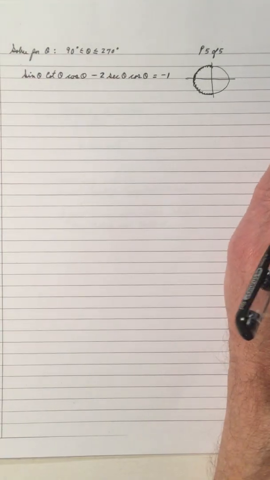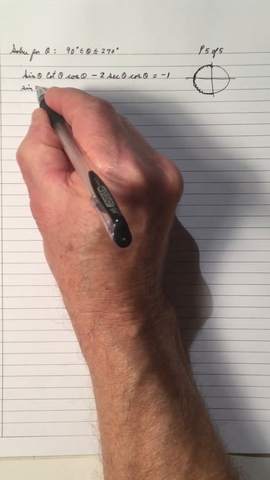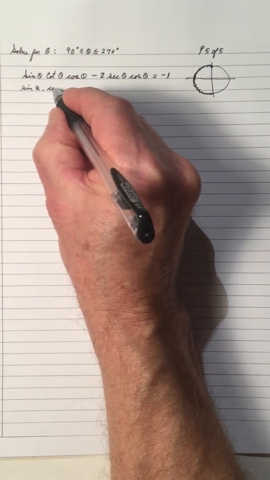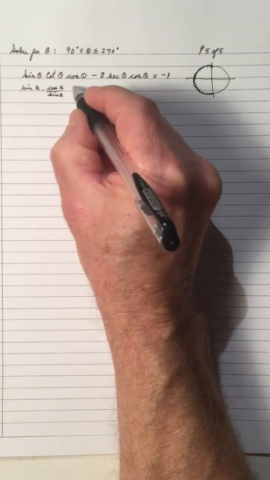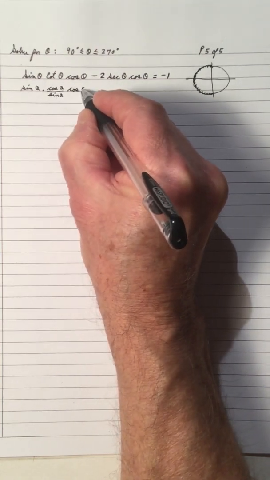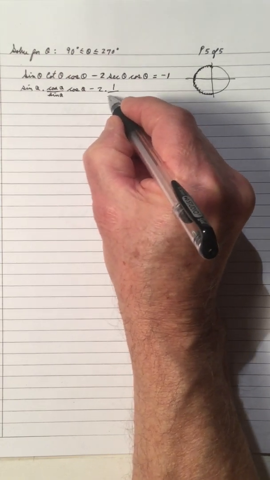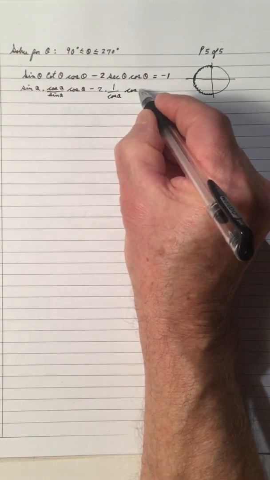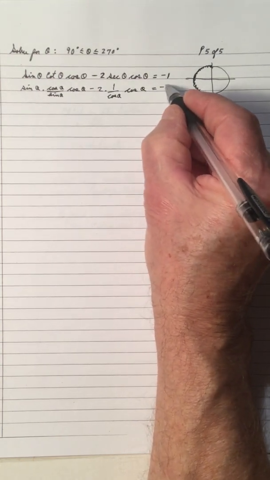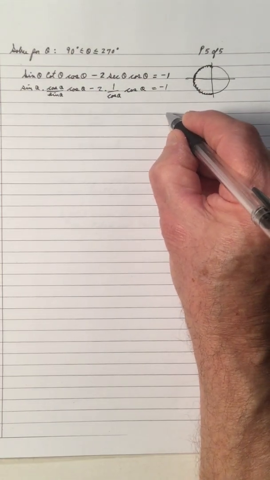So here we go. Let's solve. Cot theta is cos theta over sine theta. Secant is 1 over cos. So I have them all changed, and what I'm looking at now is to keep it straight.